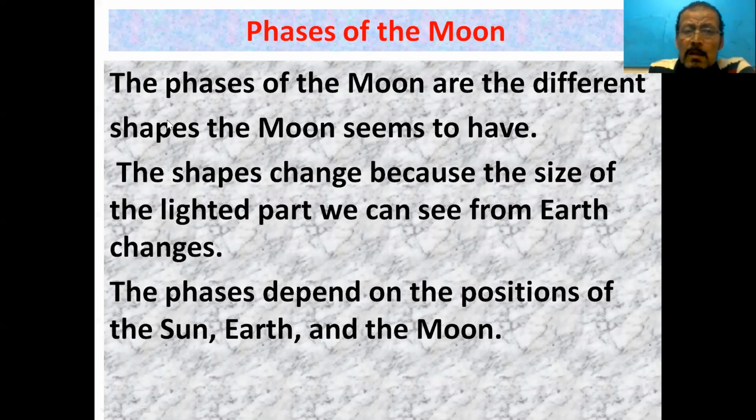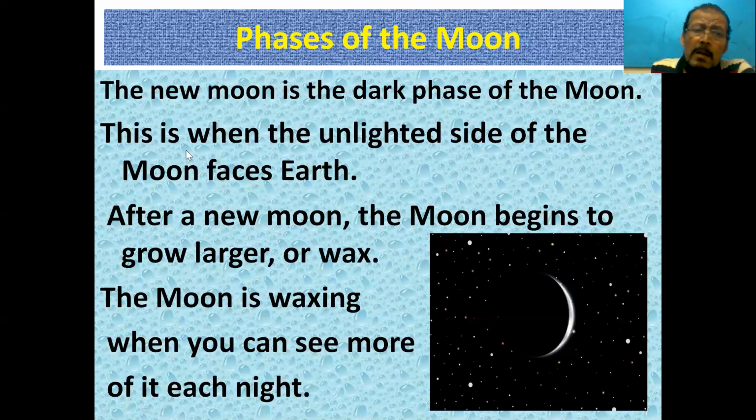The phases of the moon are the different shapes the moon seems to have. The shape changes because the size of the lit part we can see from Earth changes. The phases depend on the position of the sun, Earth, and the moon. We have many phases of the moon.